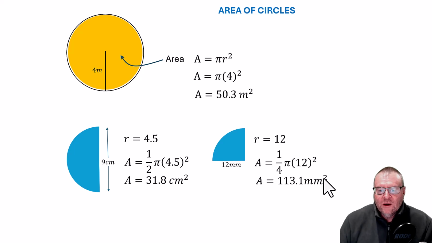Guys, that's it. That was our quickfire snapshot review of the formulas for area of, what have we done? Squares, rectangles, 3 different types of triangles, 3 different types of special quadrilaterals, and circles. Good job. Well done.